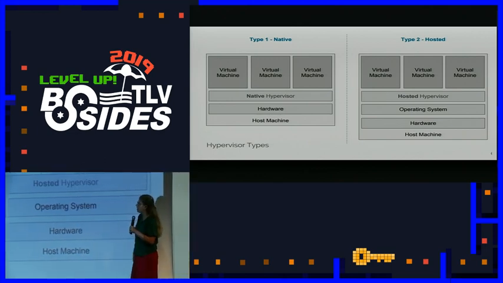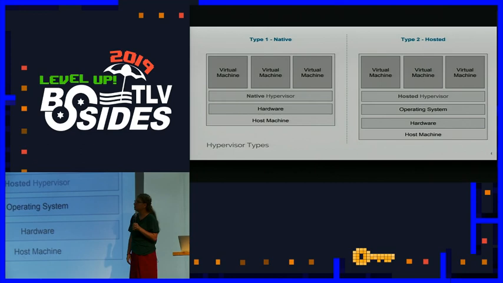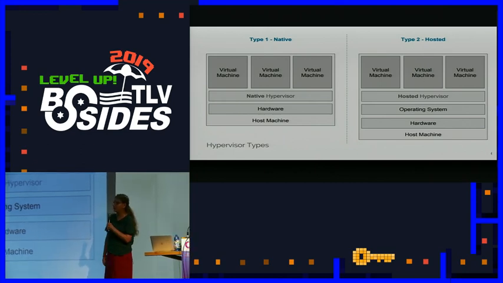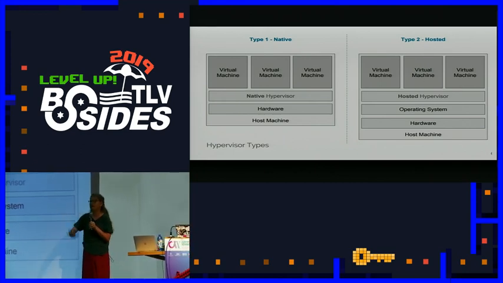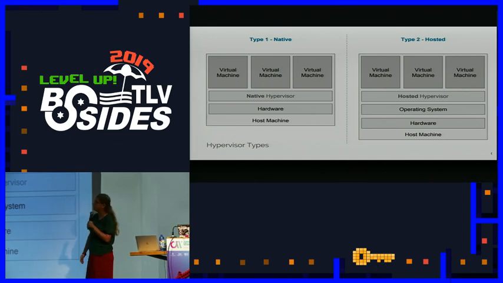And the second architecture is the hosted hypervisor, which is running as an application on top of the existing operating system. It runs the virtual machines on top of it. And this is usually a cheaper setup.